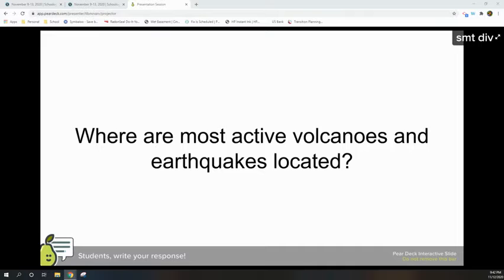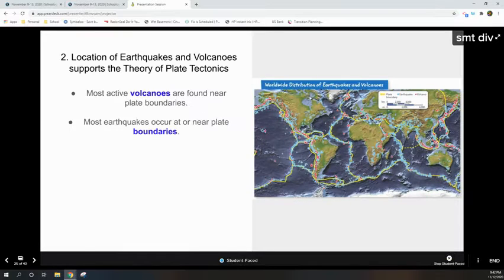So this is the last section of your 3.2 notes, the theory of plate tectonics. Let's start with the question that we ended with in part 2. Where are the most active volcanoes and earthquakes located? Well, let's think about it. Where do you think you're going to find the most activity? Now we're talking about plate tectonics, so the answer is going to be at plate boundaries. Most active volcanoes and earthquakes are found at plate boundaries.